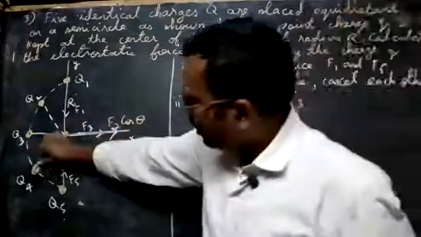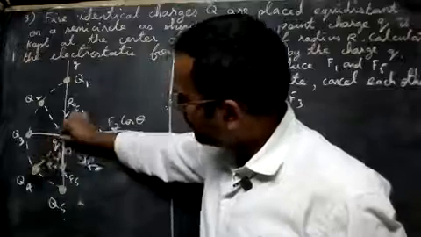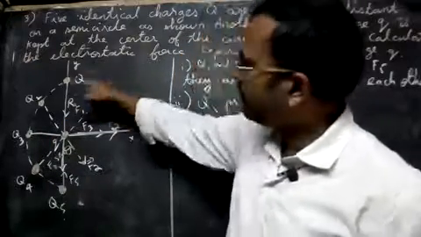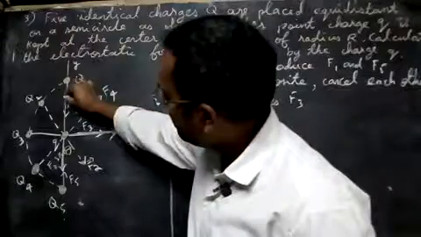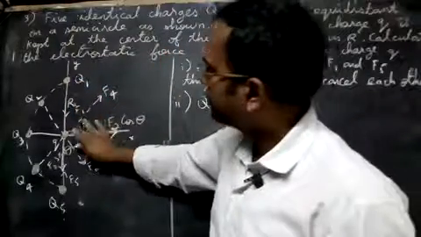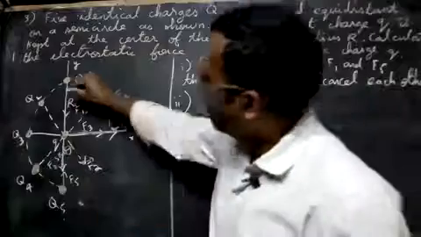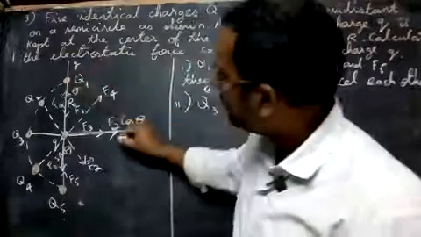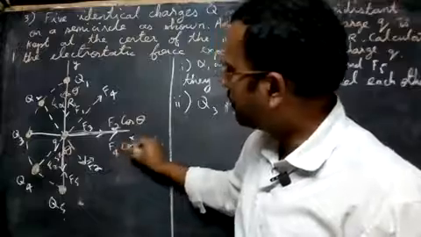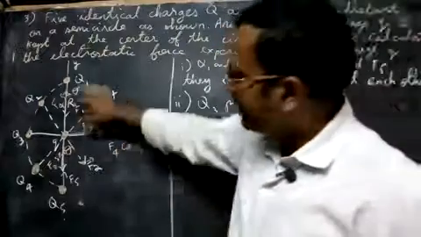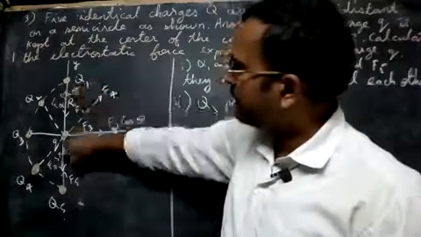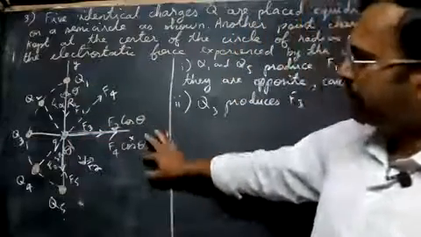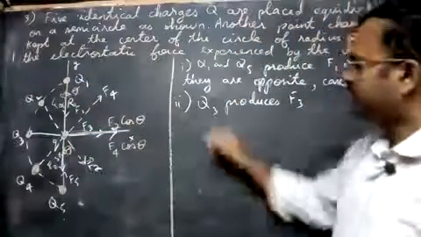Then Q4 will produce a force F4, again resolved into components like this way. This part will have F4 sin theta, and this will be F4 cos theta. You see that F2 sin theta and F4 sin theta will cancel each other. These two are opposite each other, so they cancel. But F2 cos theta and F4 cos theta will add. Let me write that down also.